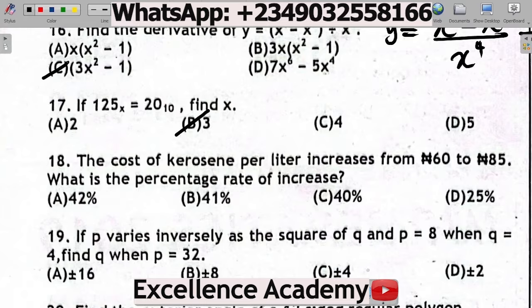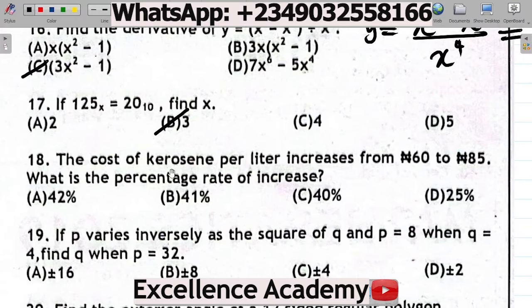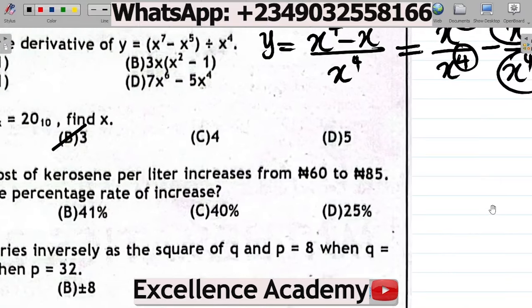All right, next up, question number 18. Question 18 says, the cost of kerosene per liter increases from 60 naira to 85 naira. What is the percentage rate of increase? A, 42%, B, 41%, C, 40%, D, 25%. All right, so how do we solve this question?